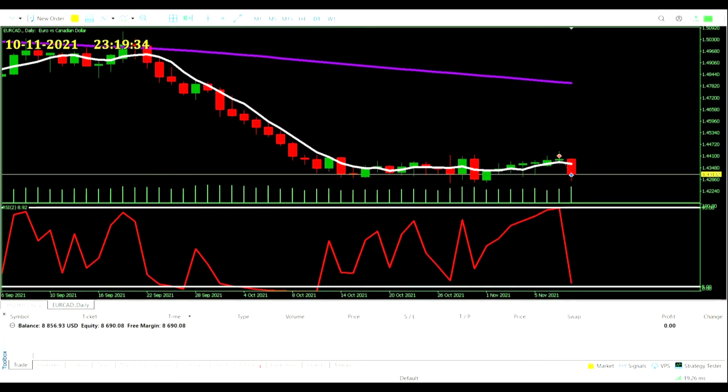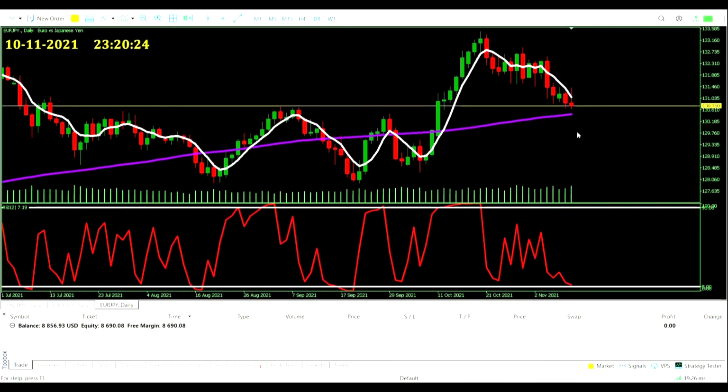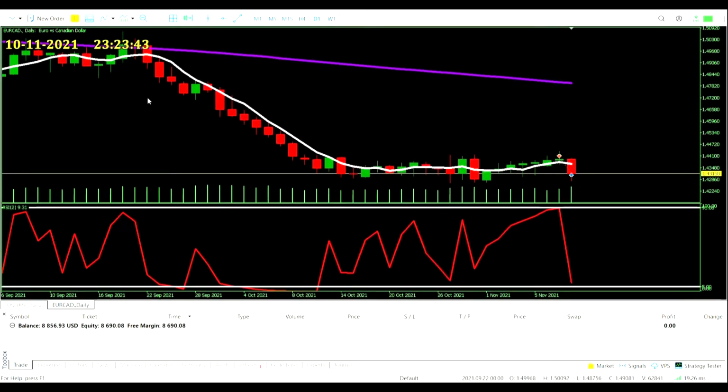So let's have a look through the charts and see if we've got any new signals. The Euro Yen getting close now. Just needs a bit more of a push, but not enough to get below the moving average. No actual entries for us though. That's fine. We don't mind being patient as long as we're going to get those good trades.